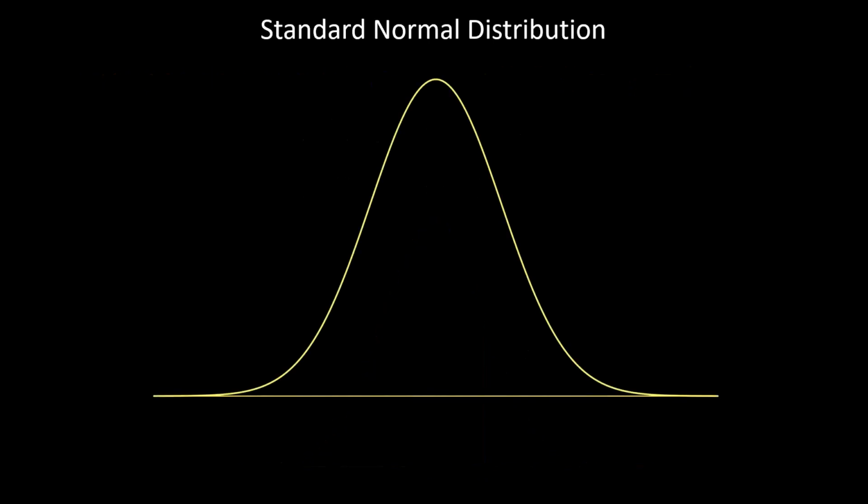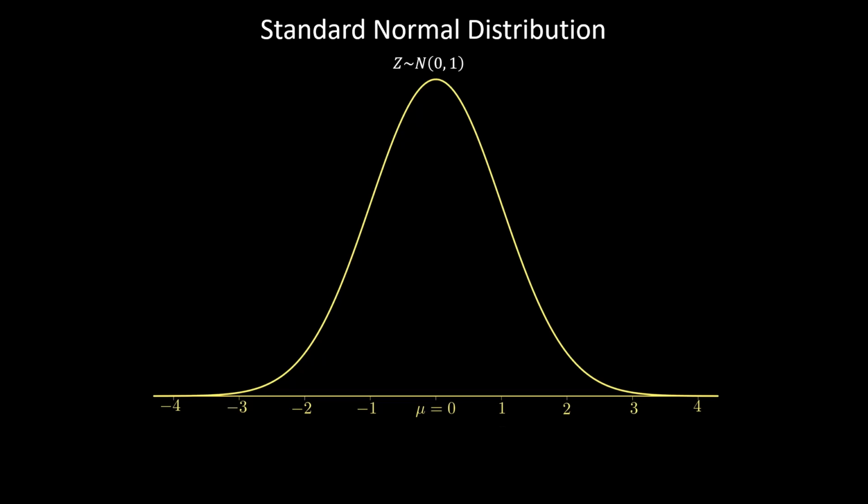Now, let's talk a bit about the standard normal distribution. The standard normal distribution is a normal distribution with the mean mu equals 0 and standard deviation sigma equals 1. We denote it using the following notation. The values on the horizontal axis represent z-scores. Recall that z-scores represent the number of standard deviations above or below the mean. Note that z-scores can be negative, positive, or 0.